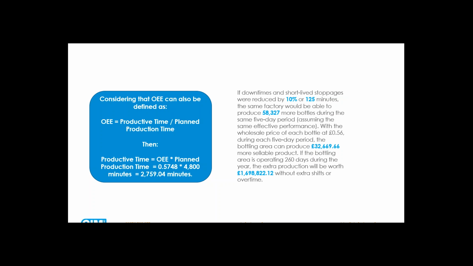Multiply that out over the course of the year, and you start to get some quite substantial numbers. So again, £1.698 million worth of potential extra saleable goods without having to put extra shifts on, without having to put overtime on, just by making a 10% improvement in our availability loss metric. And some of these calculations can be quite striking to people if they've not done them before. So it's one of the things I would definitely recommend that you do.